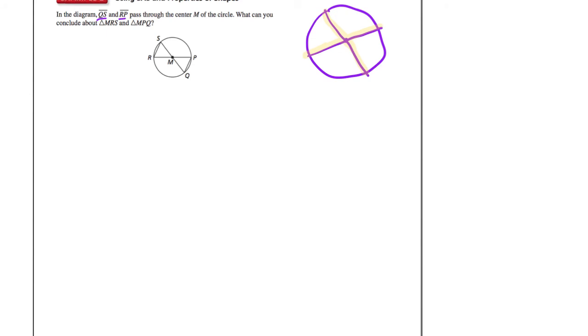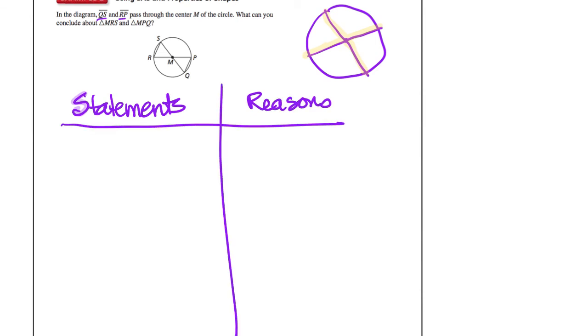So let's write one of our 2-column proofs here. So I have my statements and my reasons. And even though it's not written as given, we know that this information up here is given. So I'm going to make it into a given.